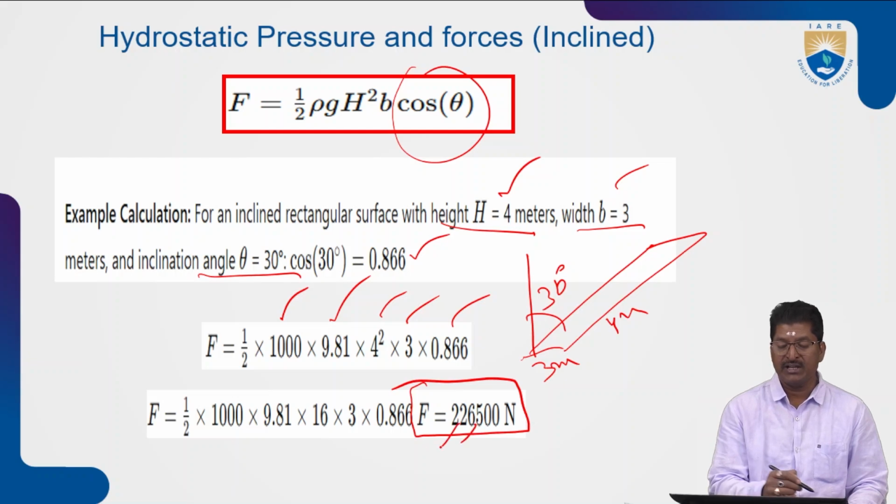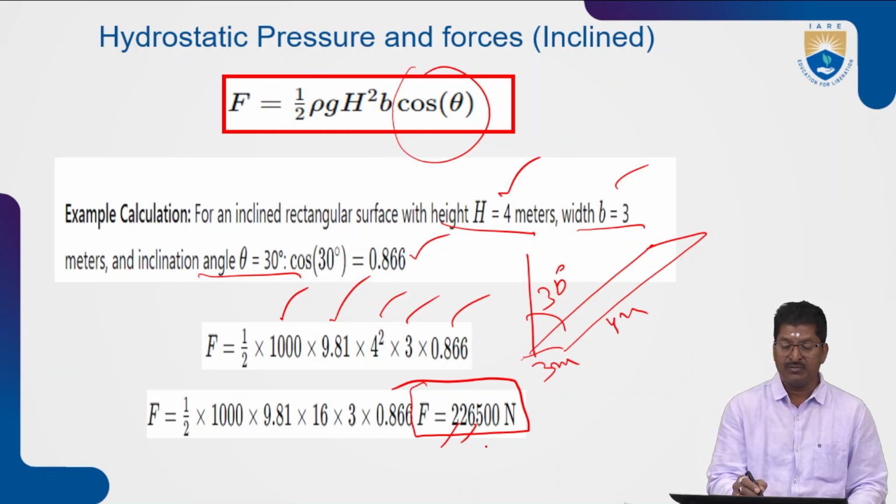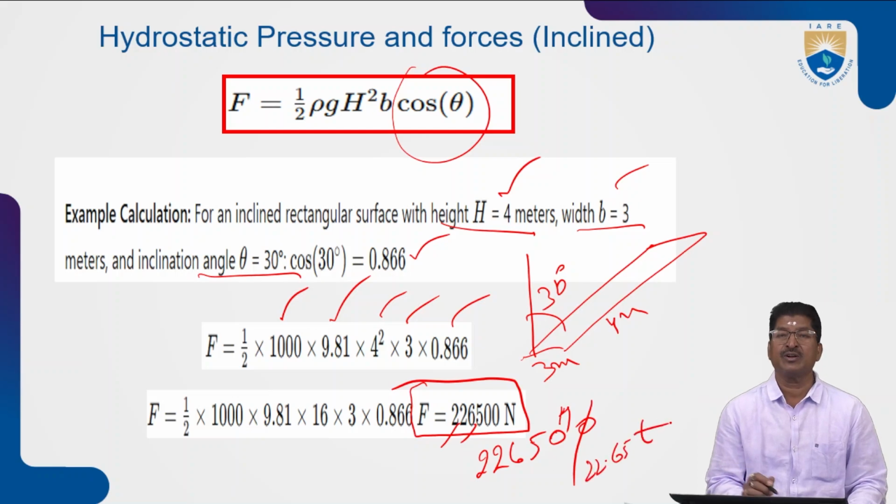So this is 2,26,500 newtons. That means roughly 226,500. If you convert this to kgs, then 22.65 tons of force will be acting onto the particular surface.